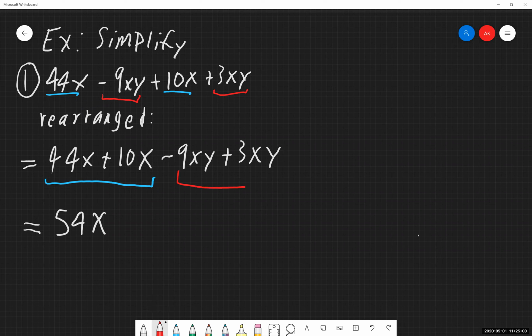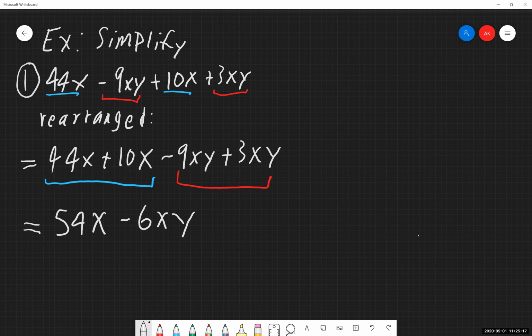For the last part, I have an xy term and an xy term. So I'm just going to add the coefficients together. I have negative 9 plus 3. That's going to give me a negative 6. And then just bring the variable parts down. And we're good to go there.